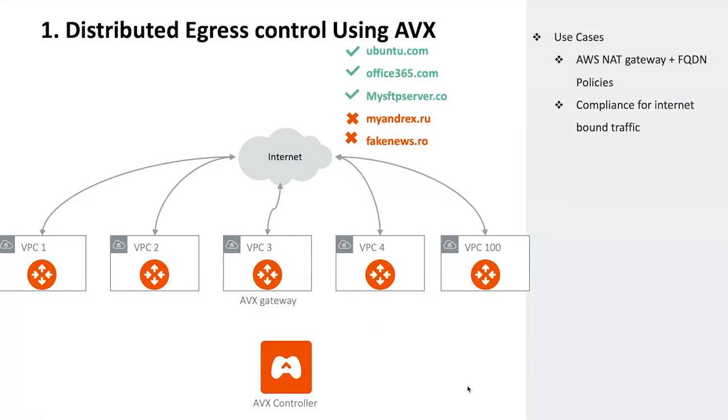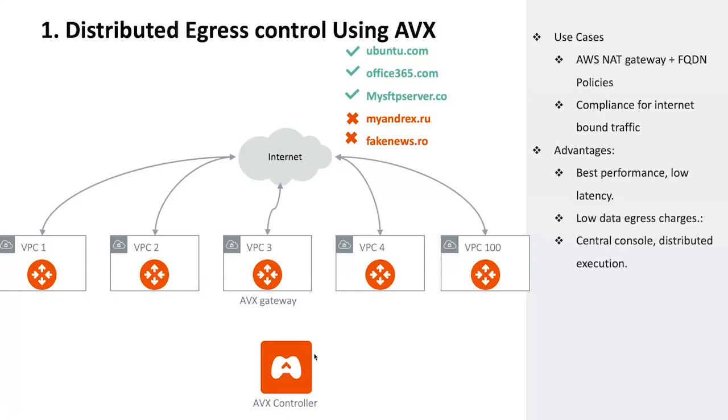Thanks, Frank. Okay. So people don't really put firewalls there. However, the technology which is extremely popular for this use case, and well advertised on AWS, is the Aviatrix egress filter. The advantage is that it still gives you the best performance, because the gateway is in every single VPC and gives you low latency. It preserves your low data egress charges because you're not sending packets somewhere else, and it gives you the central console. You can see in the picture the Aviatrix controller and distributed execution, the best of both worlds. So using this technology, you are able to have the first design pattern, which is distributed egress control.